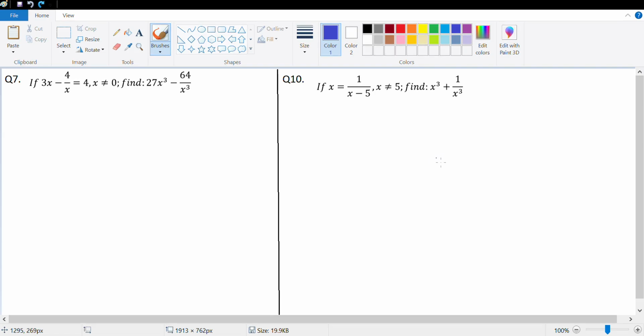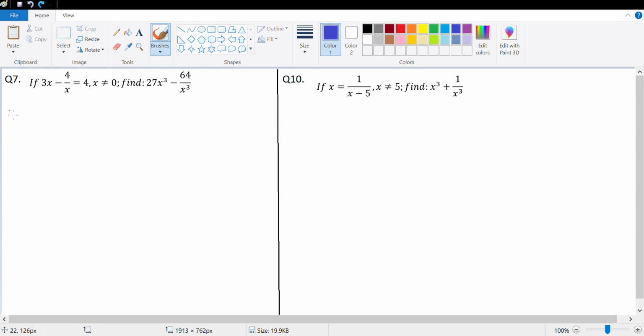Hi guys, let's look at the homework questions of exercise 4D. So question number 7, that was your homework. It says if 3x minus 4 upon x is equal to 4, x is not equal to 0, find the value of 27x cubed minus 64 upon x cubed.